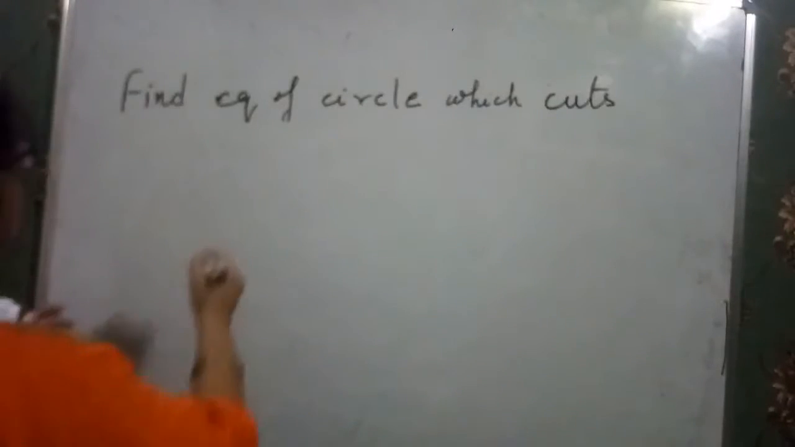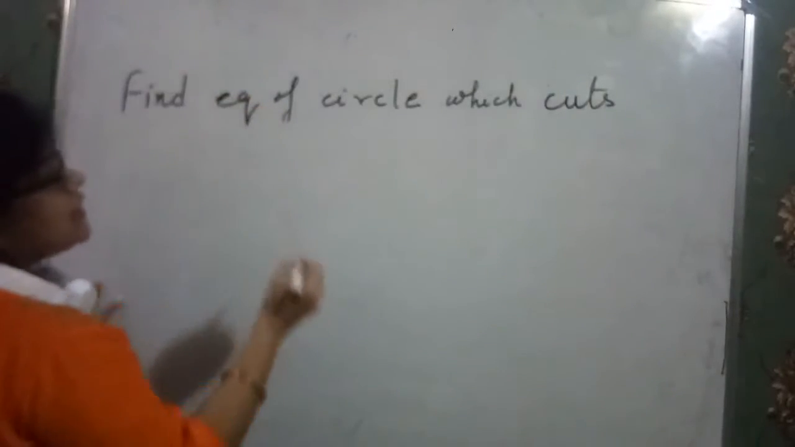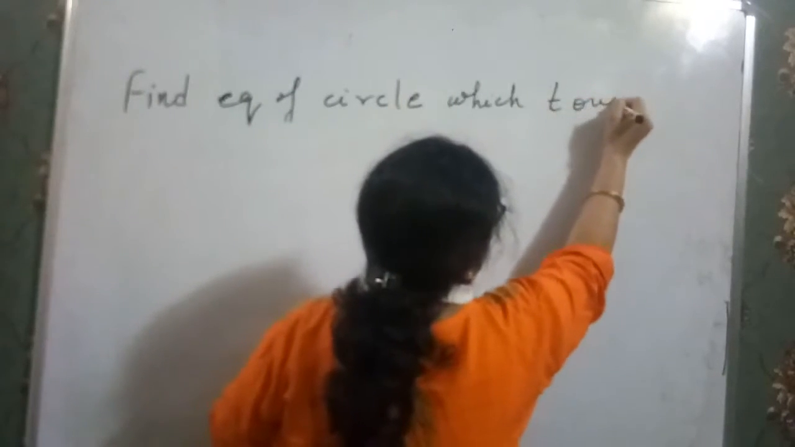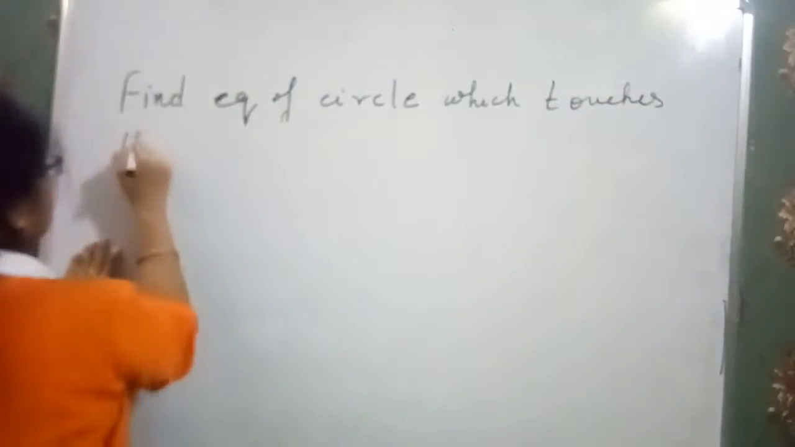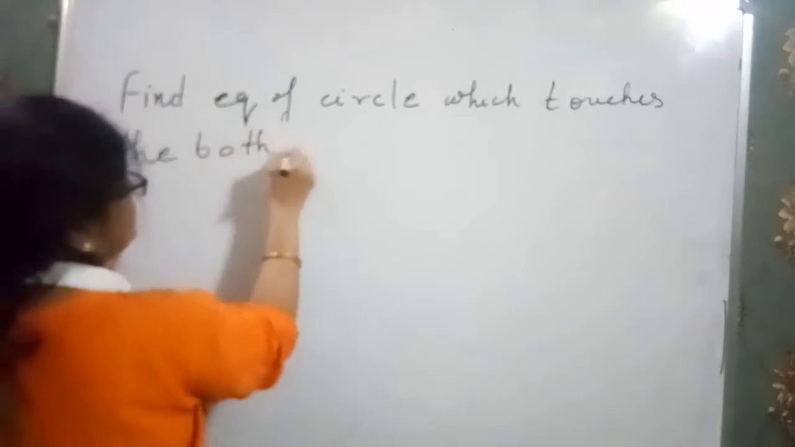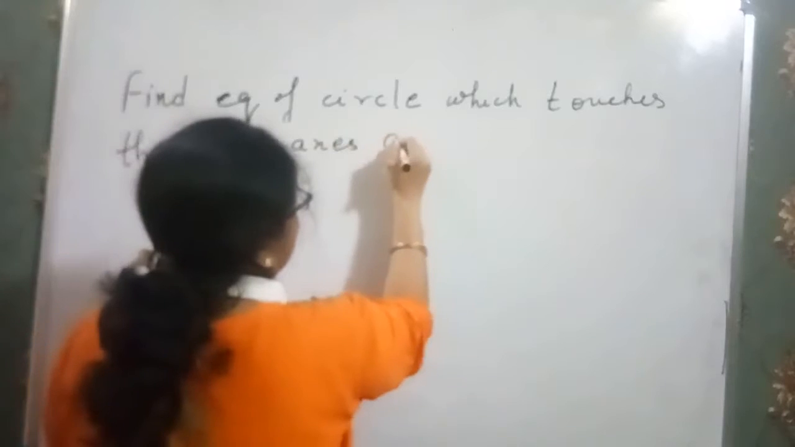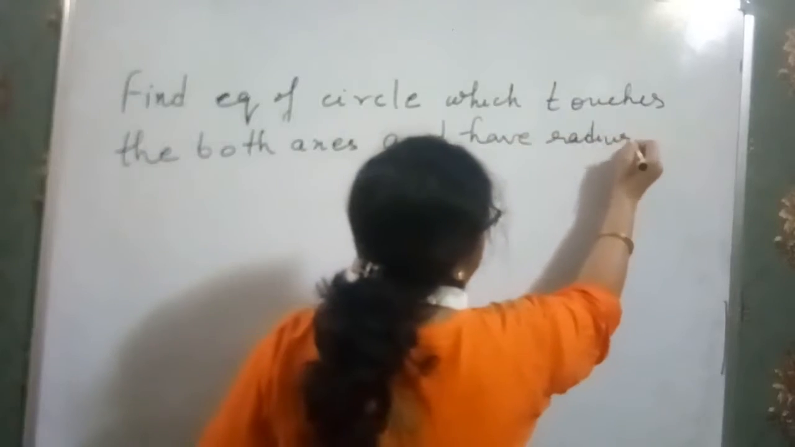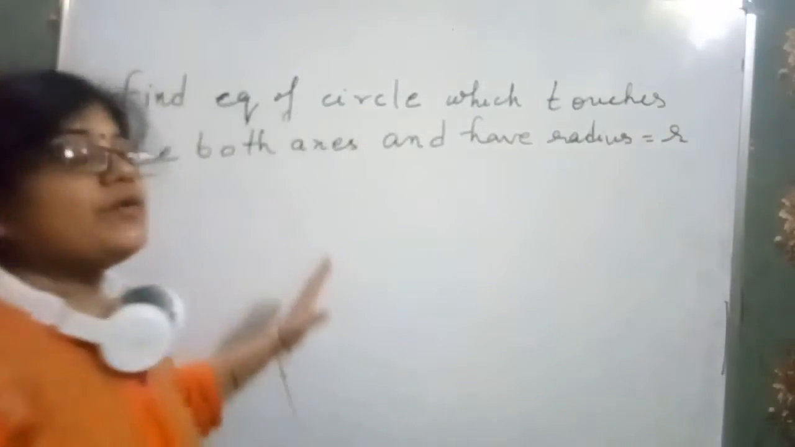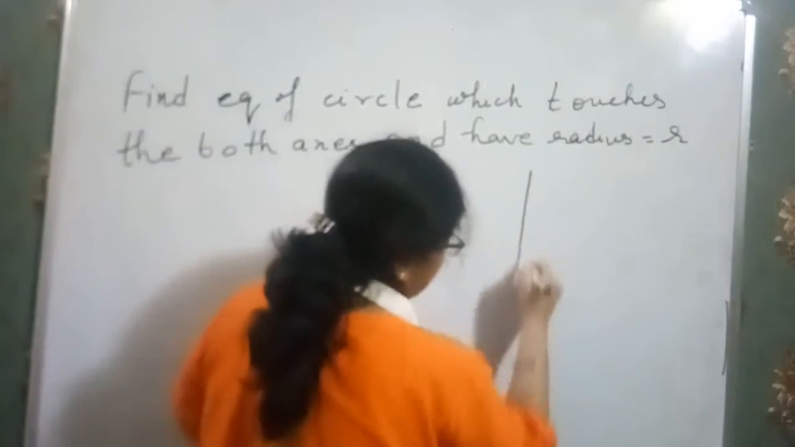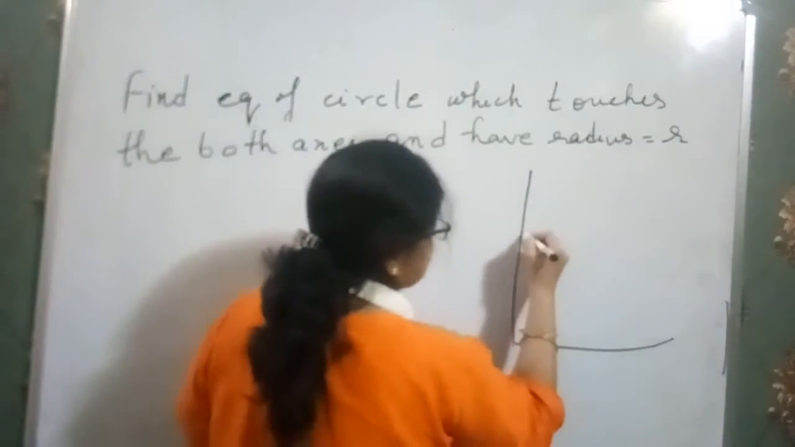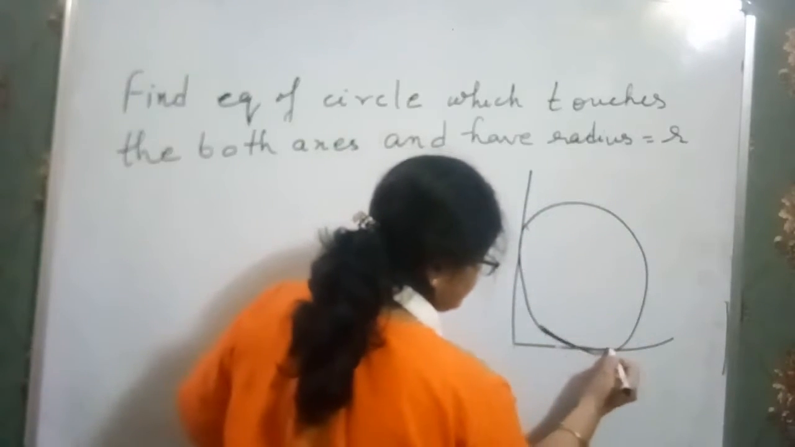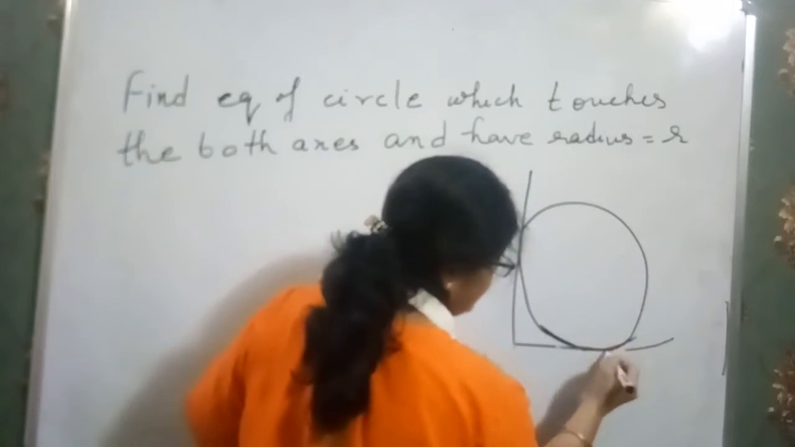Now I am going to take one more question. Find the equation of the circle which touches both axes and has radius equal to r. So in this case, it is given that there is a circle which touches the axes.